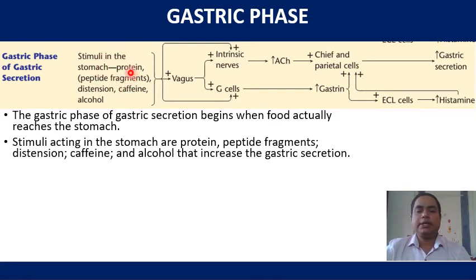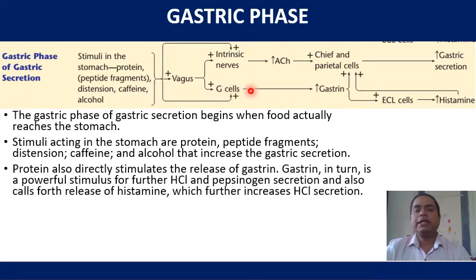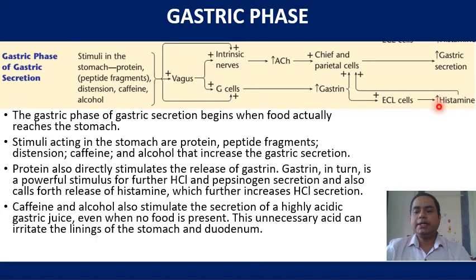So these stimuli activate the vagal nerves, and also stimulate the intrinsic nerves as well as G cells. The intrinsic nerves stimulate the chief cells and parietal cells, and the G cell after stimulation releases the gastrin hormone, which also stimulates the chief cell and parietal cell to release pepsinogen as well as HCl. The gastrin also stimulates the ECL cell to release histamine, and the histamine once secreted also has a stimulatory effect on the chief cell and parietal cells.